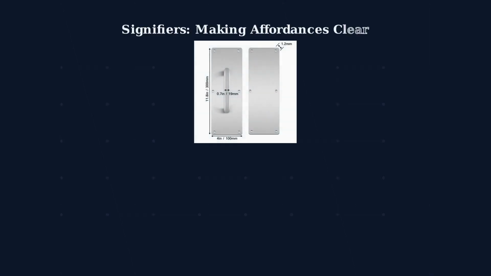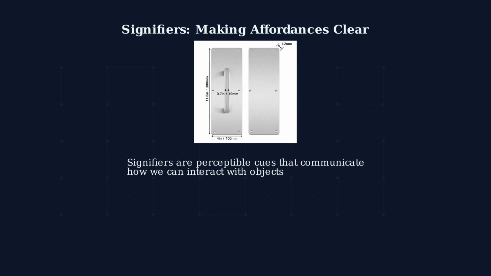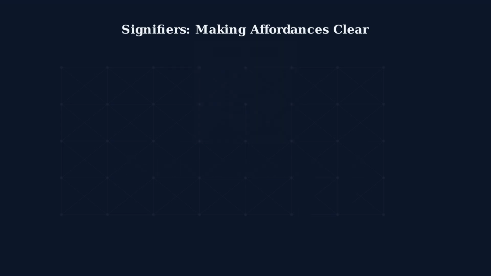Imagine you're in a new building, standing in front of a door. How do you know whether to push or pull? The answer lies in signifiers, the perceptible cues that tell us how to interact with objects around us. The handle on this door plate is a perfect example of a signifier. Its shape and position immediately suggest that you should pull the door toward you. Without this visual cue, users would have to guess, leading to frustration and confusion.